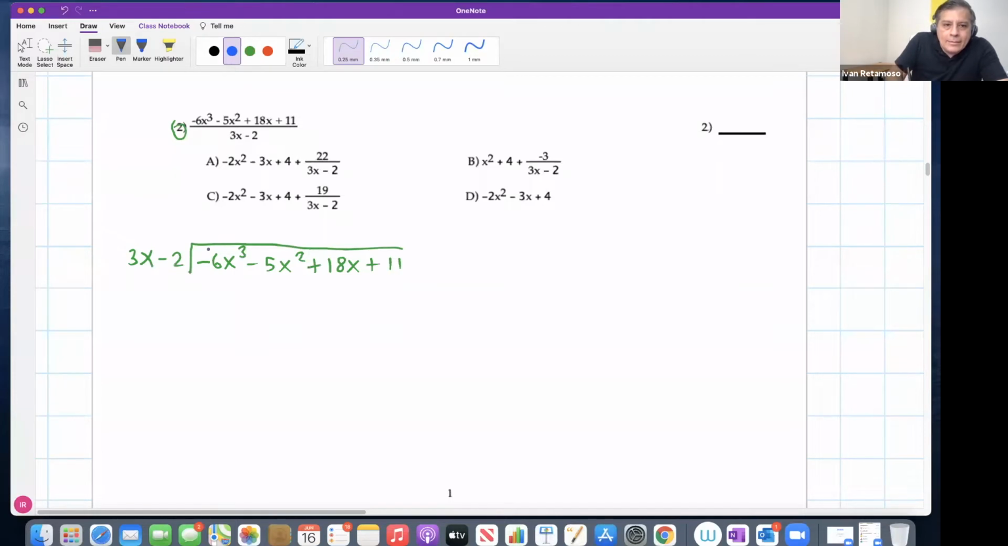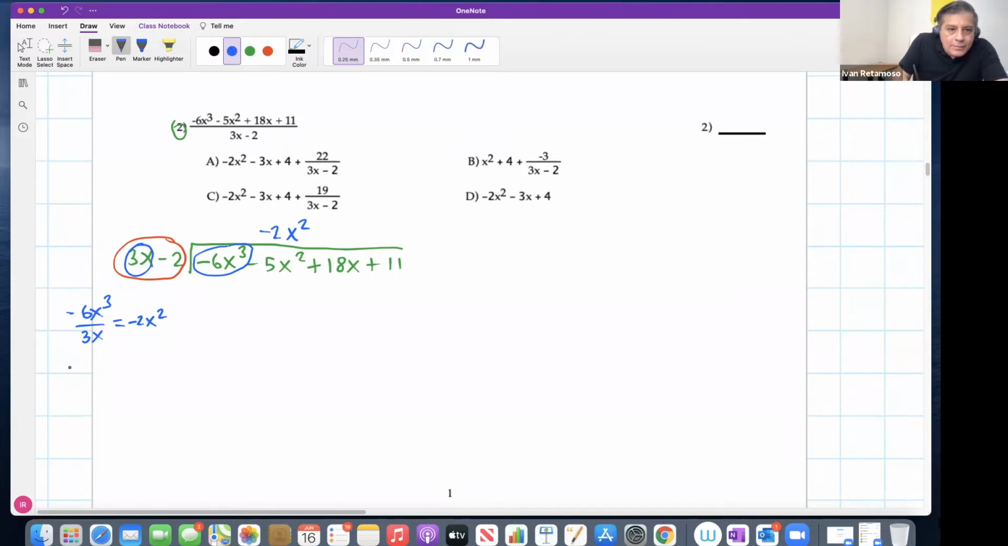Now start always by dividing the first term here by the first term here. But what is that? Well, negative 6x cubed divided by 3x is just negative 2x squared. Negative 2x squared has a place here on top of the square term. Minus 2x squared, write it there. Then multiply this times the divisor. Try to remember this when you do your homework.